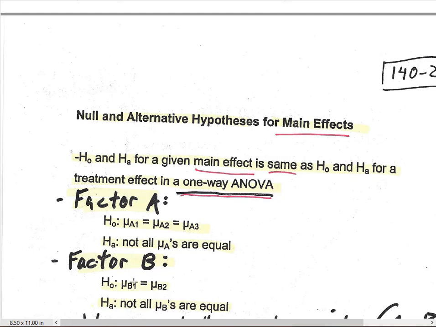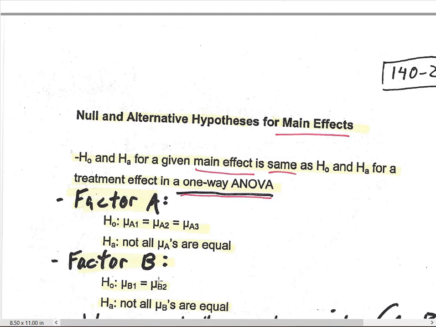You state that in the population there's no difference between these two treatment condition means. You hope to be able to reject that. If you can reject it, you get support for the alternative hypothesis, which says not all mu B's are equal.